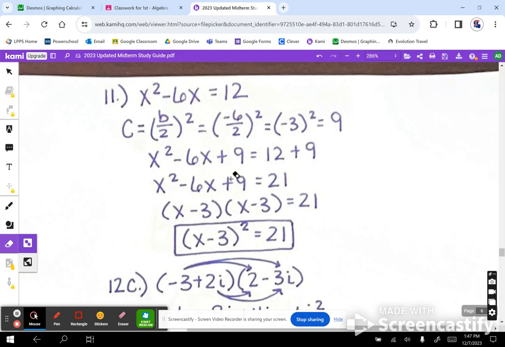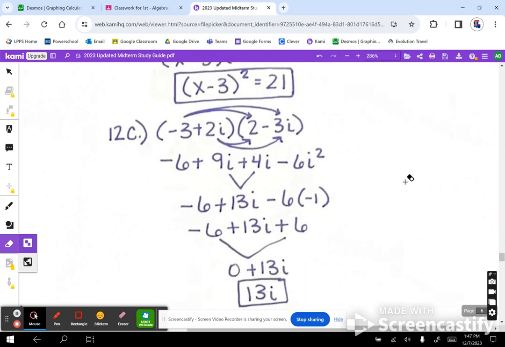Now you have to ask yourself, what two numbers multiplied give positive 9 and add to negative 6? It's going to be negative 3 and negative 3. Multiplies to positive 9, adds to negative 6. So (x minus 3) squared equals 21.